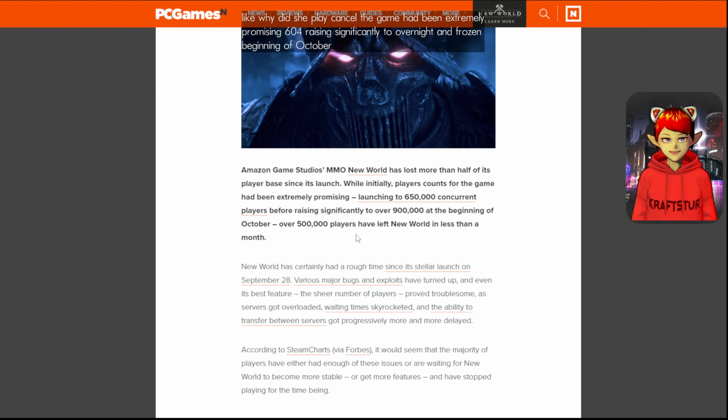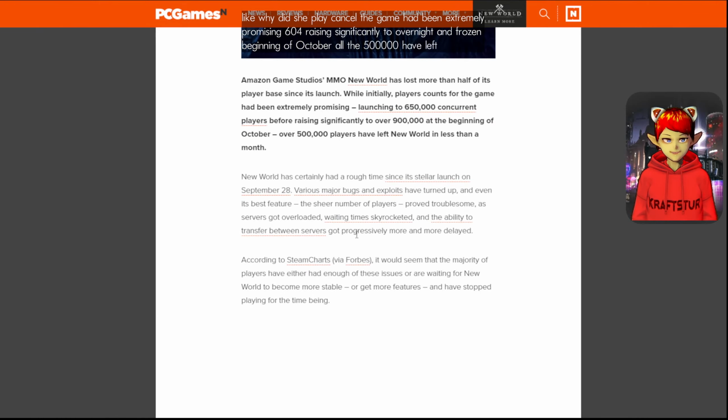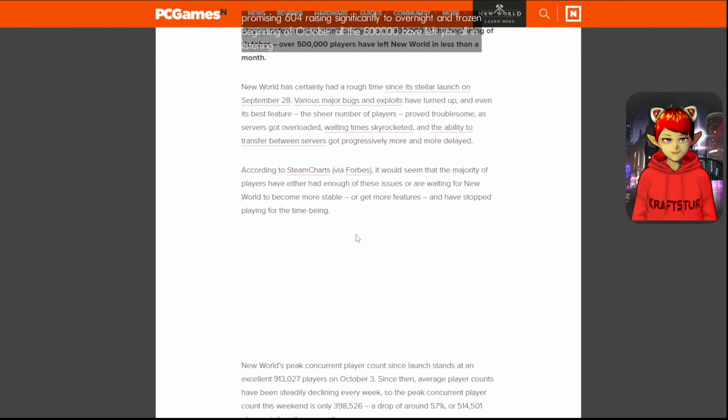Over 500,000 have left New World in less than a month. So New World has certainly had a rough time since it launched on September 28th. Various major bugs and exploits have turned up, and even its best feature, the sheer number of players, proved troublesome. Servers got overloaded, waiting times skyrocketed, and the ability to transfer between servers got progressively more delayed.